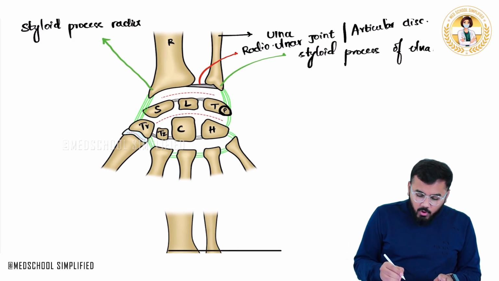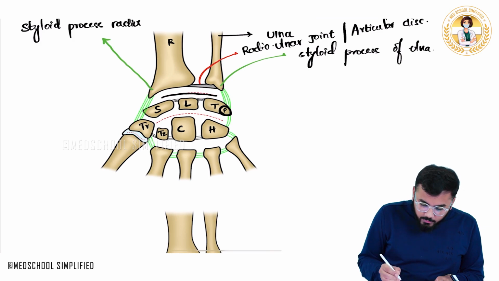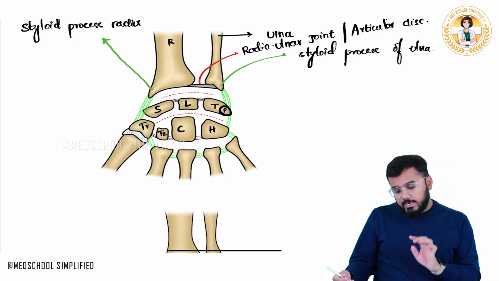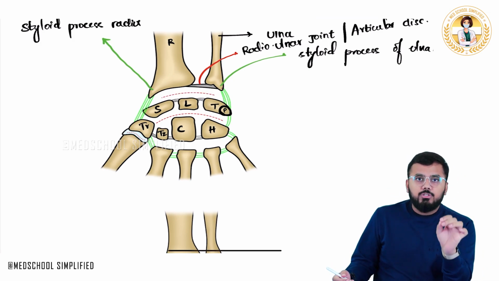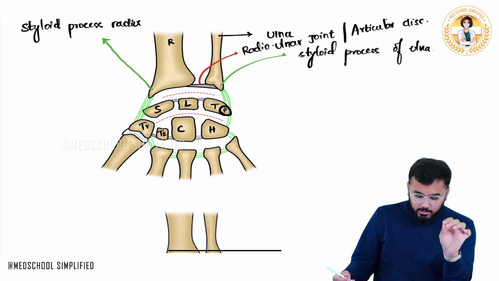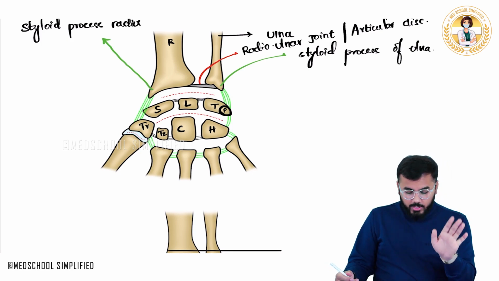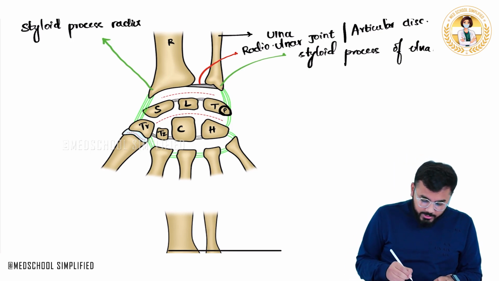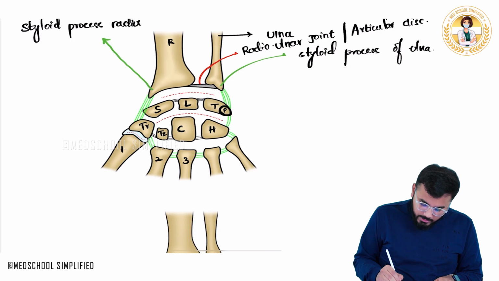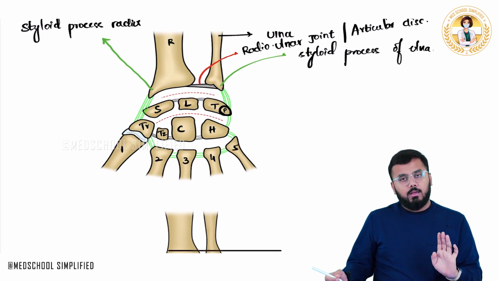Now what is this red dotted line over here? This red dotted line is representing the wrist joint. One more important thing: this is the first metacarpal, second metacarpal, third metacarpal, fourth as well as fifth metacarpal.